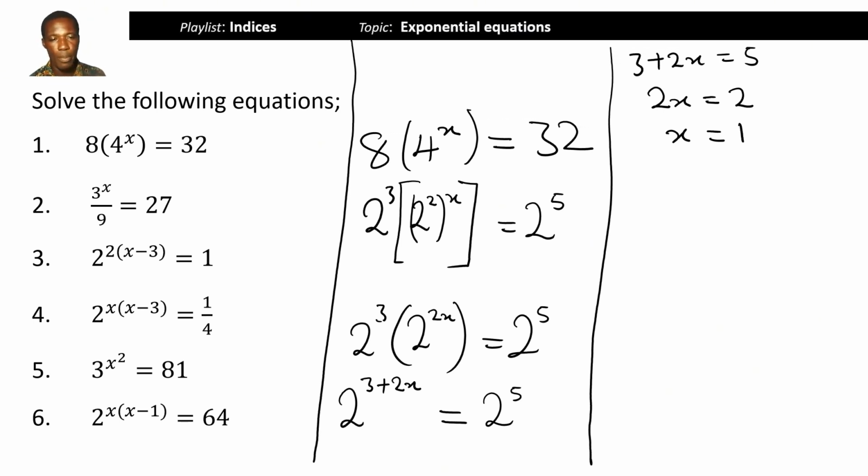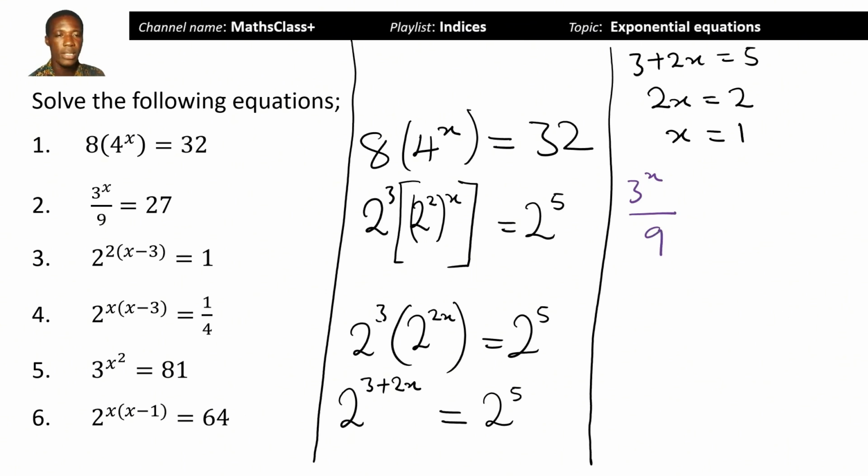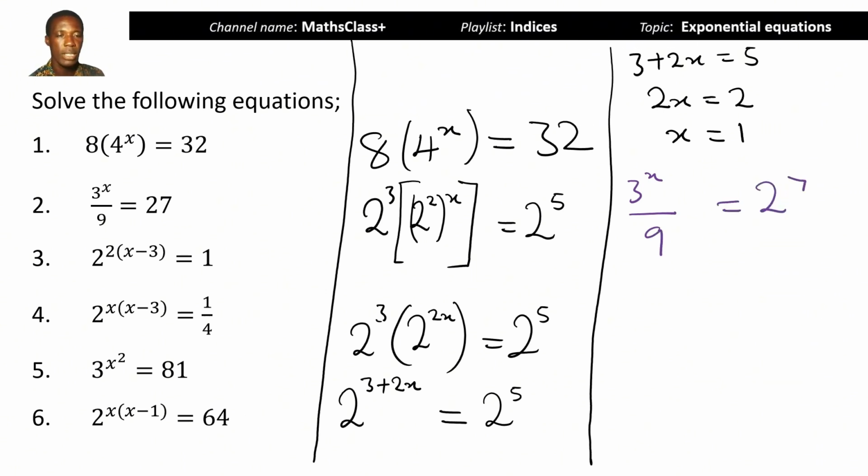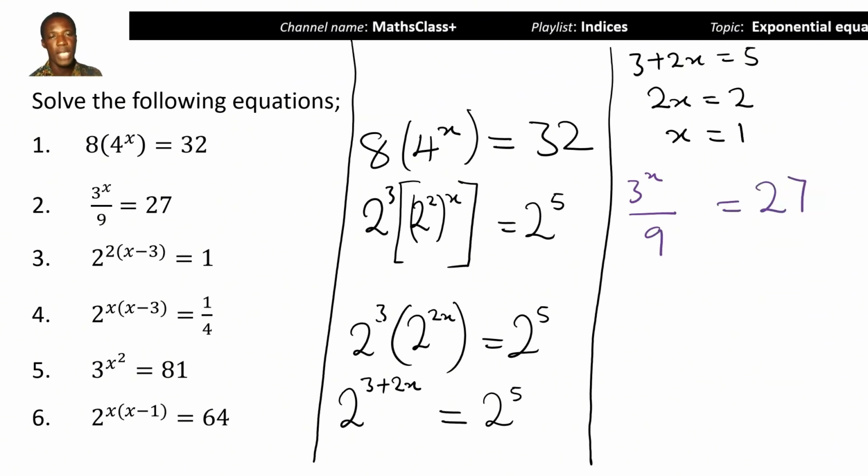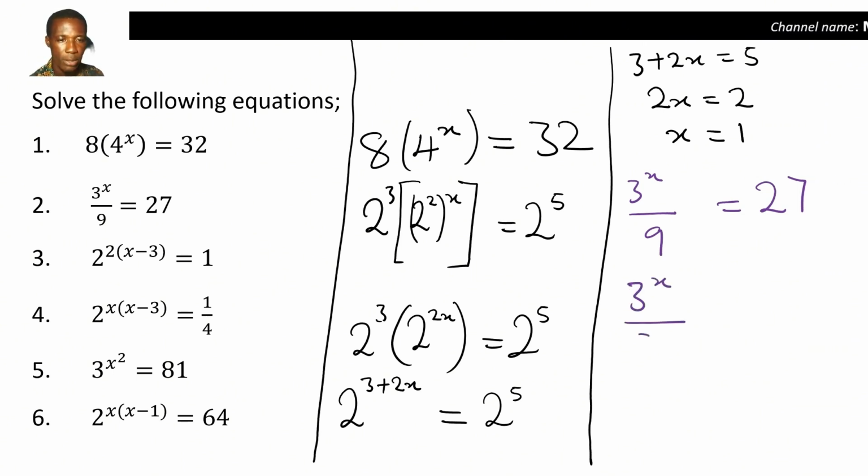Now the second example, 3 to the power x divided by 9 is equal to 27. So here, I think I can change 9 to 3 to the power 2, and then 27 to 3 to the power 3, which will give me 3 to the power x divided by 3 to the power 2 is equal to 3 to the power 3.